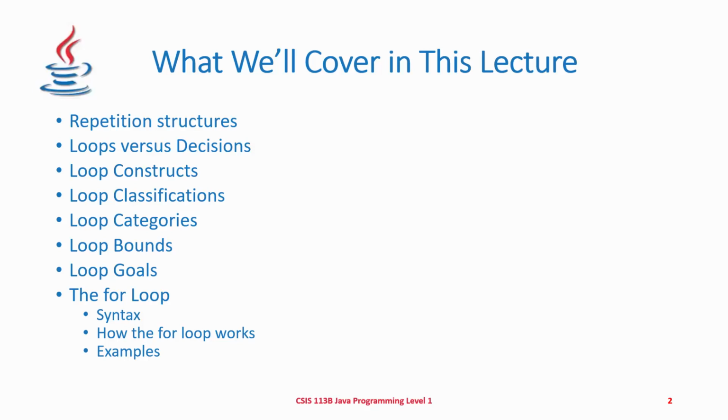We were talking about decisions in the last couple of lectures, and just want to make sure you understand the difference between the two. Then we'll get into various loop constructs, loop classifications, loop categories, and we'll talk about the importance of defining the bounds and the goals in your looping structures. Then we look in detail at the for loop, its syntax, how it works, and we'll have some examples for you.